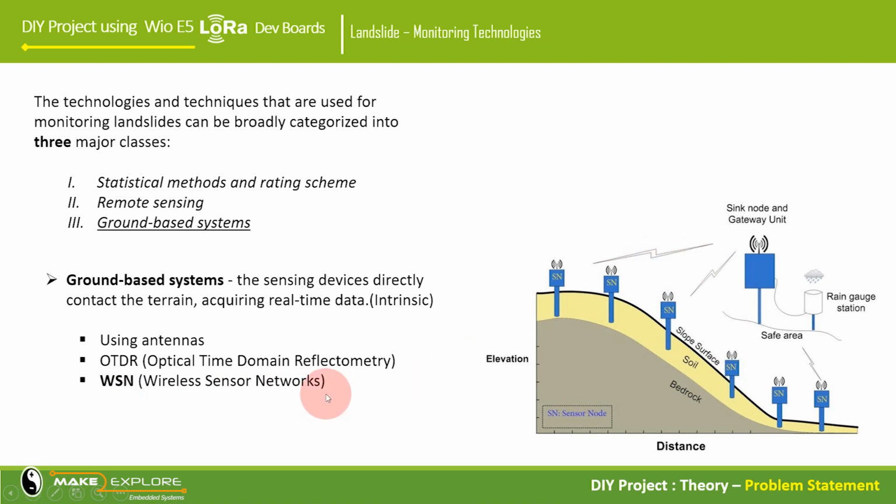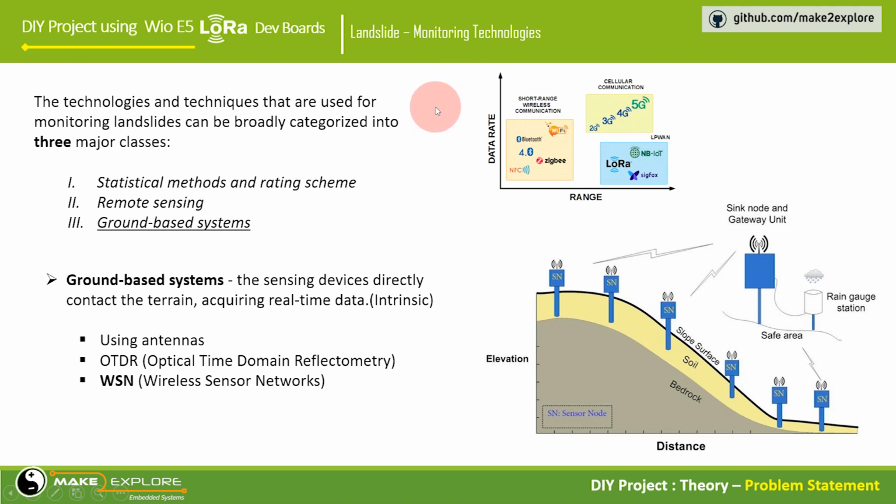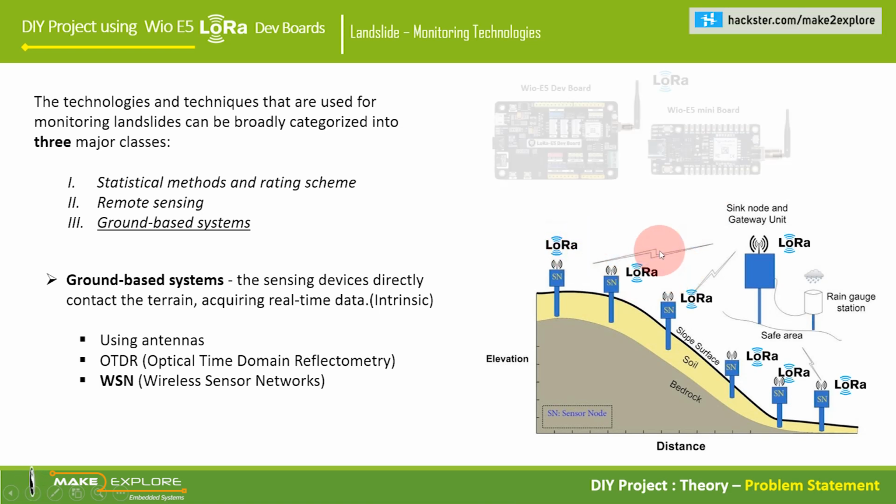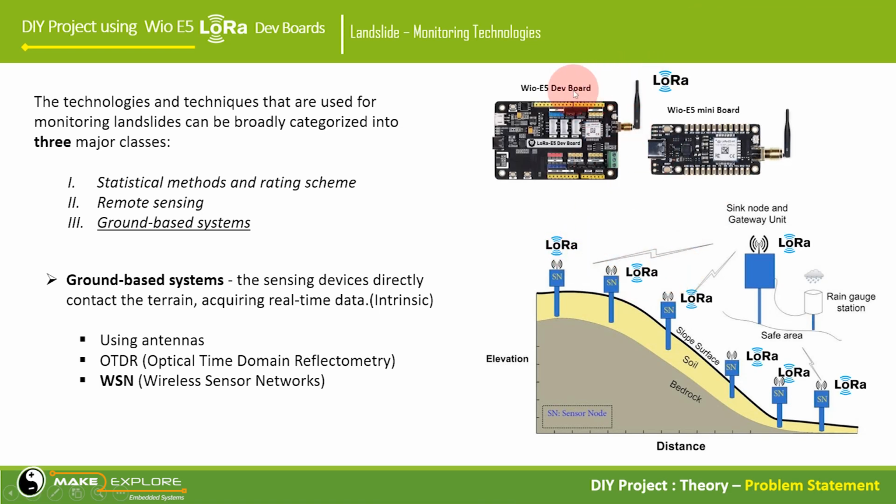Since its inception, WSN-based monitoring systems for landslides have received significant attention. In WSN systems, different types of wireless networks can be used, like cellular GSM, Wi-Fi, Zigbee radio, or RF, etc. We are going to test LoRa wireless technology. For that, we are going to use Seeed Studio's Wio-E5 series LoRa development boards.